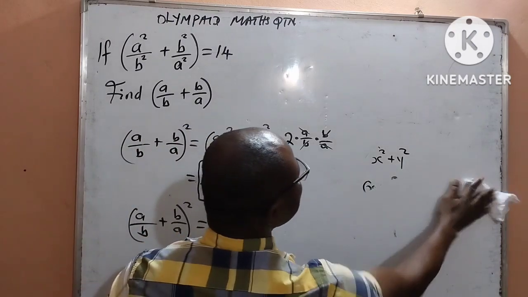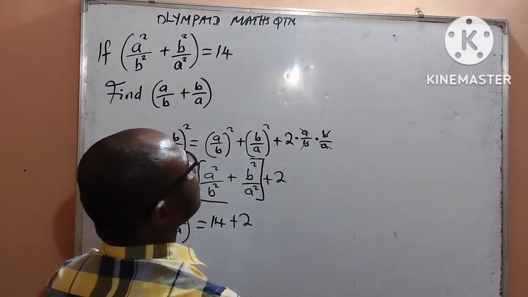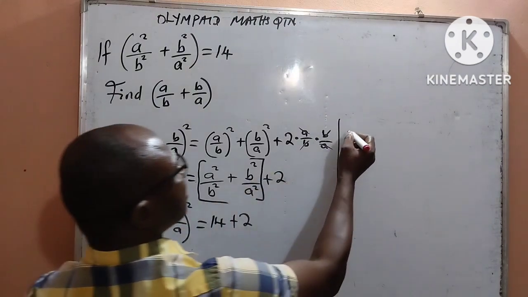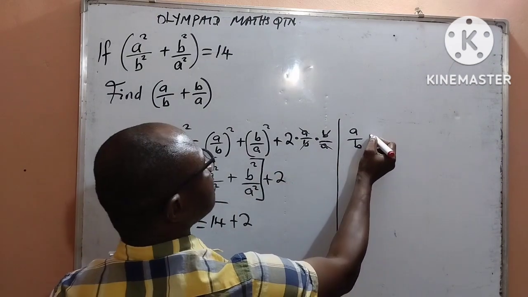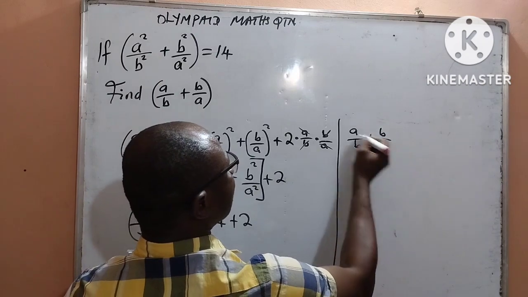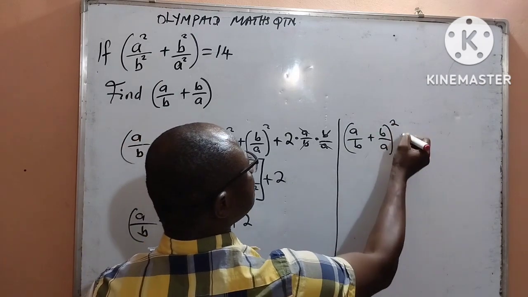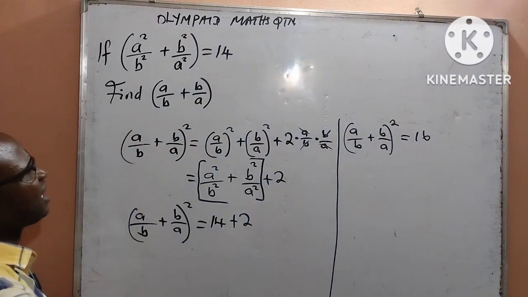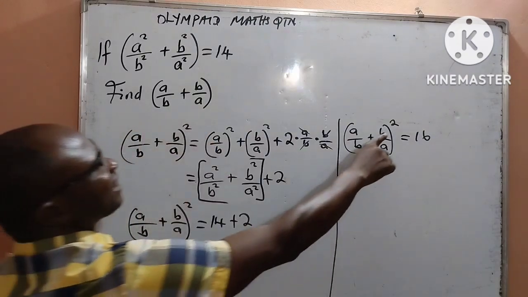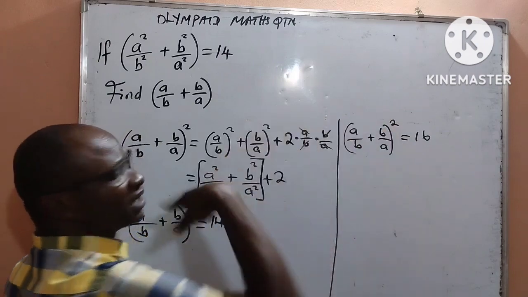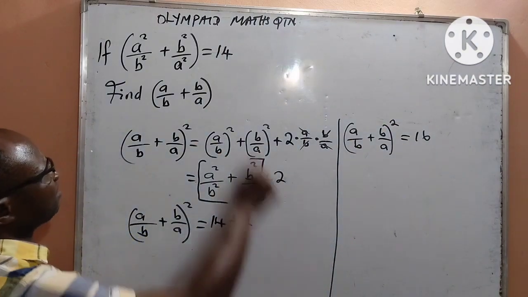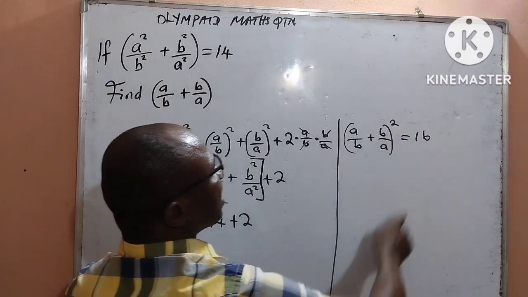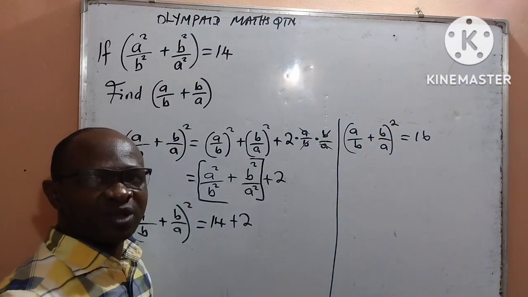Therefore, we shall now have, from here, that a over b plus b over a all to the power 2 is equal to 16. What then is left? I am asked to find this. If I remove the power 2 here, then my math is complete. Therefore, to remove it, I just do what? Take the square root of both sides.